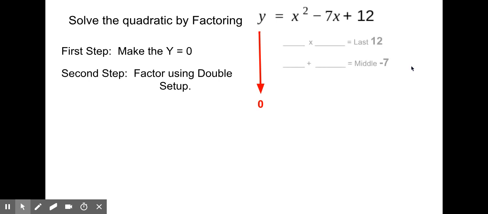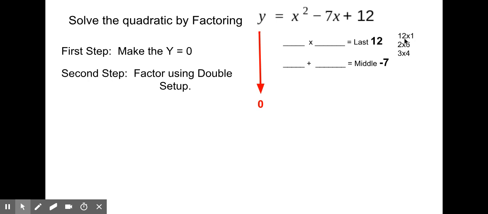Remember, something times something equals the last number. In this problem, it's a 12. Something plus something equals the middle number. In this example, the middle number is negative 7. So you start with the top and you ask yourself, what times what gives me 12? Well, how many partnerships are there? Well, there's a few on this one. 12 times 1 equals 12. 2 times 6 equals 12. And 3 times 4 also equals 12.